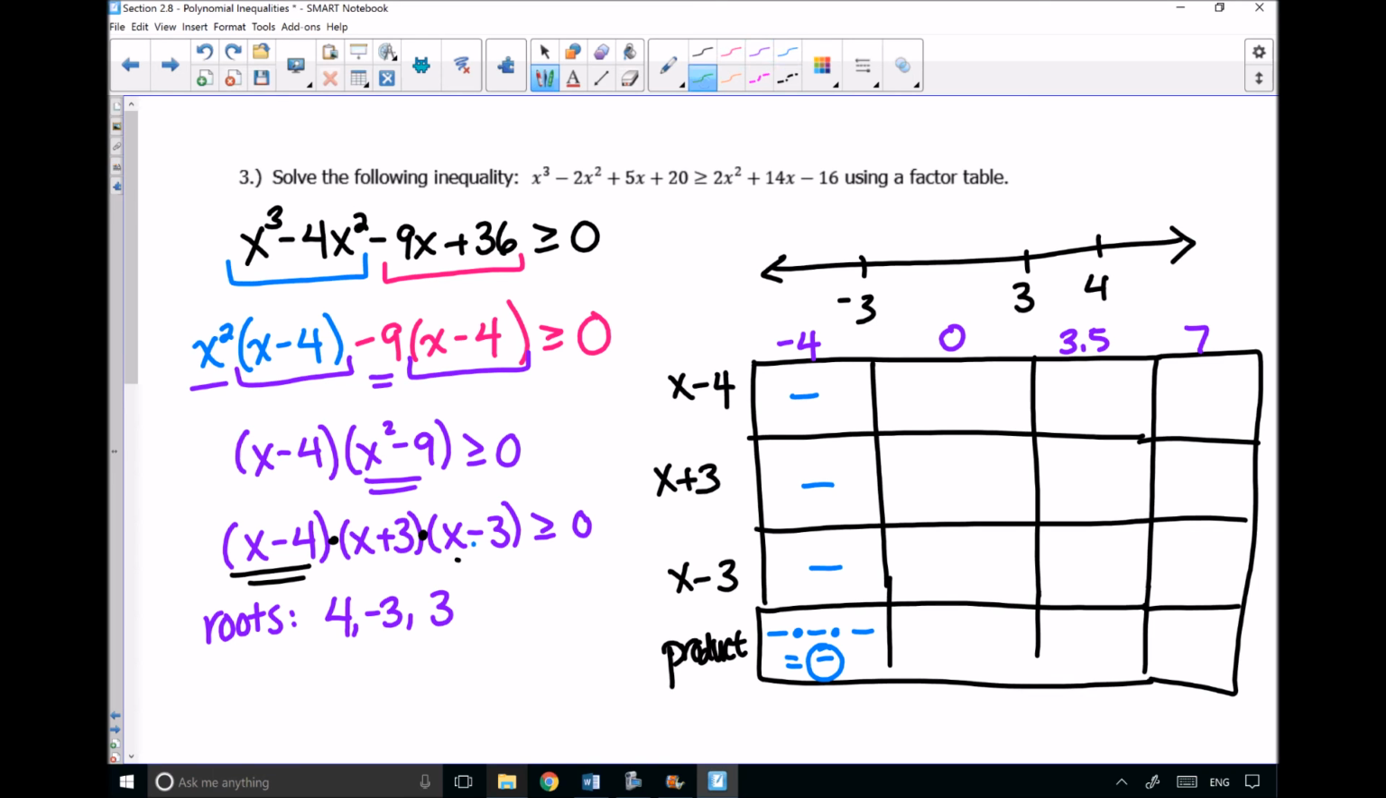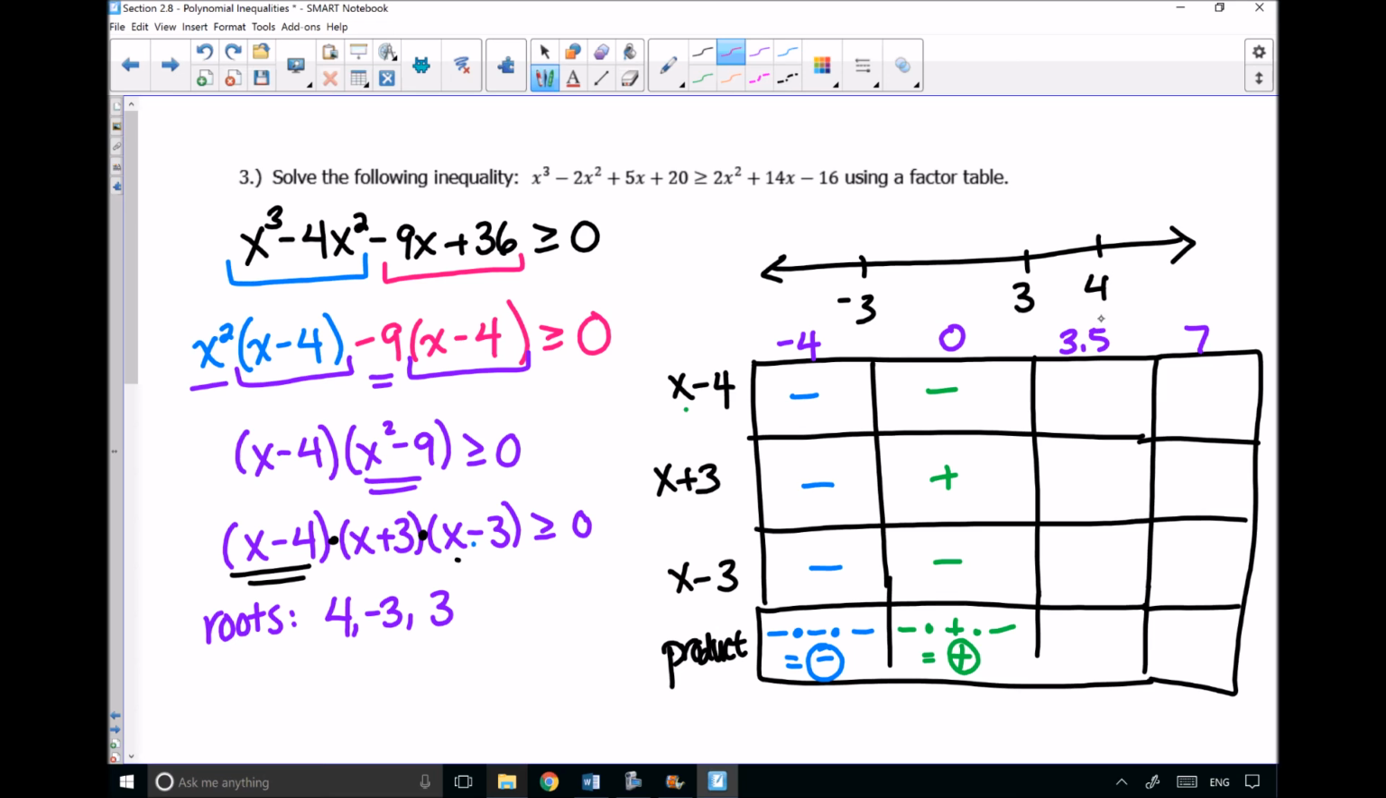For the next column, I'm going to use 0. So when I plug 0 in here, I get 0 minus 4, which is a negative. Here I get 0 plus 3, which is a positive, and here I get 0 minus 3, which is a negative. So this is a negative times a positive times a negative, so I end up getting a positive because these two negatives cancel each other out. Okay? All right, we'll do one more column, and then I'm going to have you do the last one.